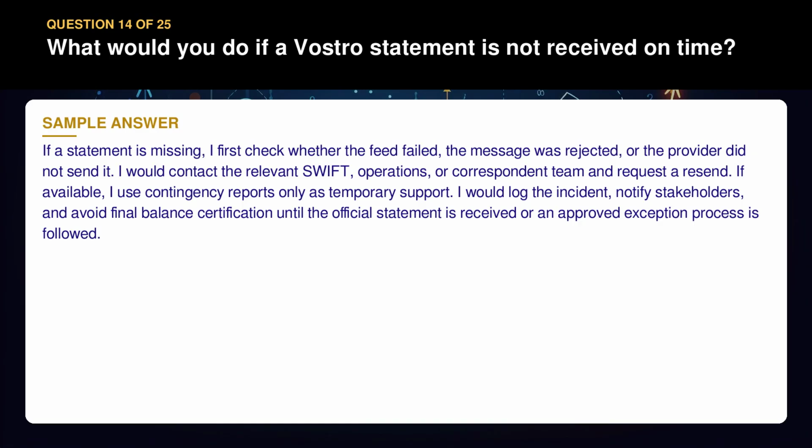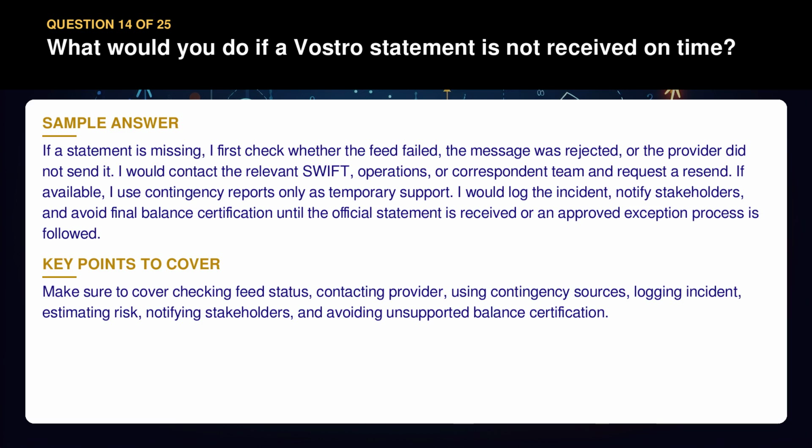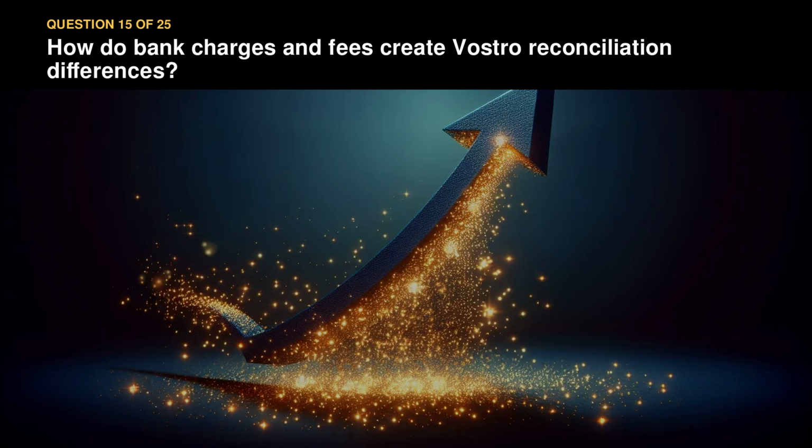I would log the incident, notify stakeholders, and avoid final balance certification until the official statement is received or an approved exception process is followed. Make sure to cover checking feed status, contacting provider, using contingency sources, logging incident, estimating risk, notifying stakeholders, and avoiding unsupported balance certification.